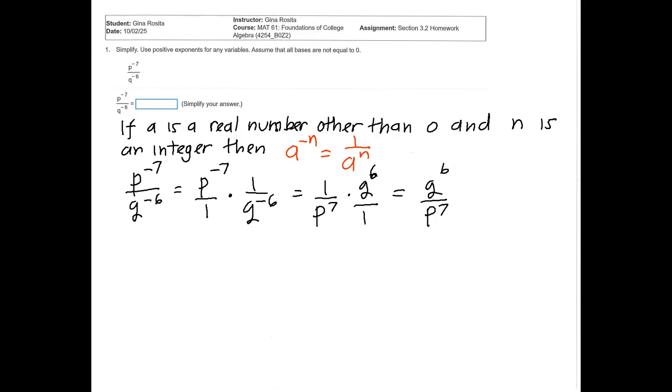Now go to number 2. The question is the same. So p to the 7 times p over p to the negative 1. Remember the product rule. We add the exponents. So p to the 7 plus 1 over p to the negative 1. So this will become p to the 8 over p to the negative 1.